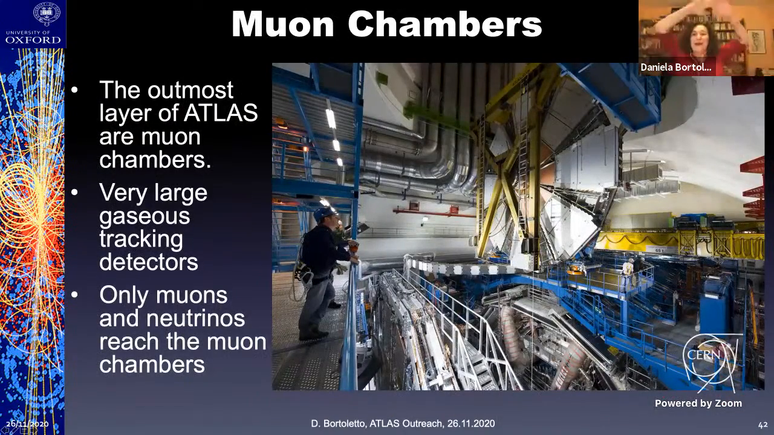So finally, we are at the outer edge. We are at the muon chambers. The outer layer of ATLAS is the muon chambers. Here you can see some of the small wheels coming down, okay, and these are in the end cap. These are also tracking detectors. Inside them you have small tubes or other configurations with gas, where you have ionization and you measure the charge.